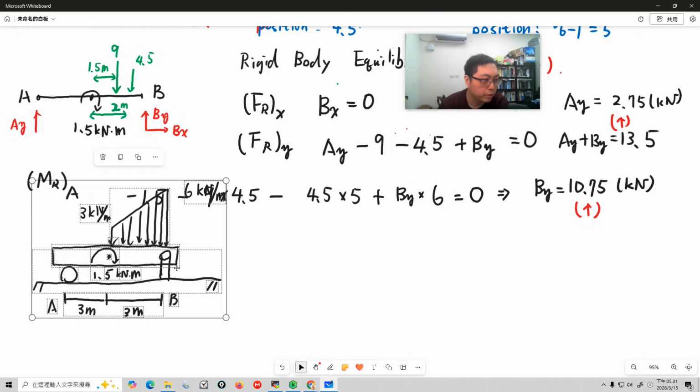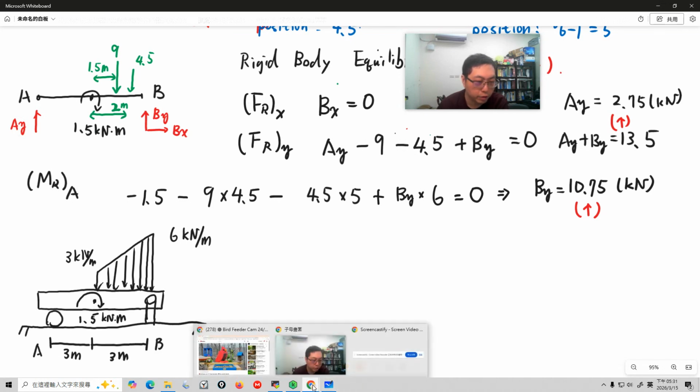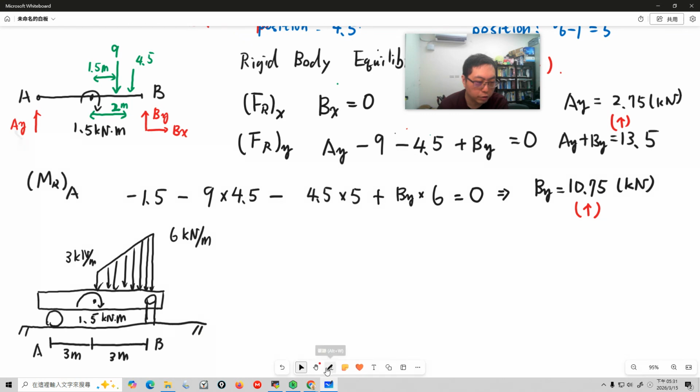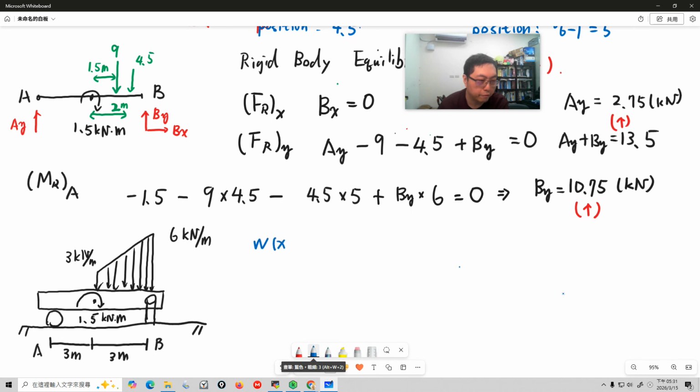Okay, paste. Okay, write down the distributed load function, or loading function. Let's write down the loading function. We start from the left, and we set the origin at O, at the position A.